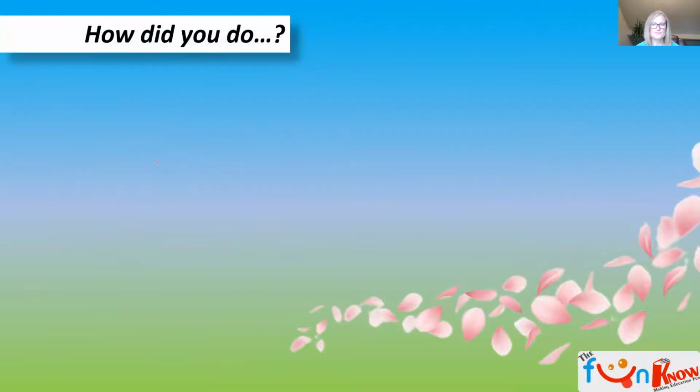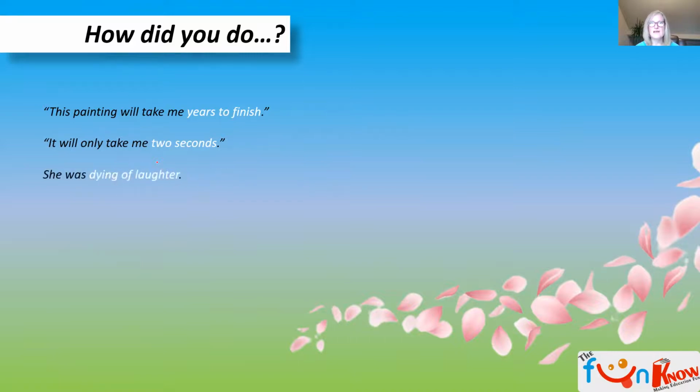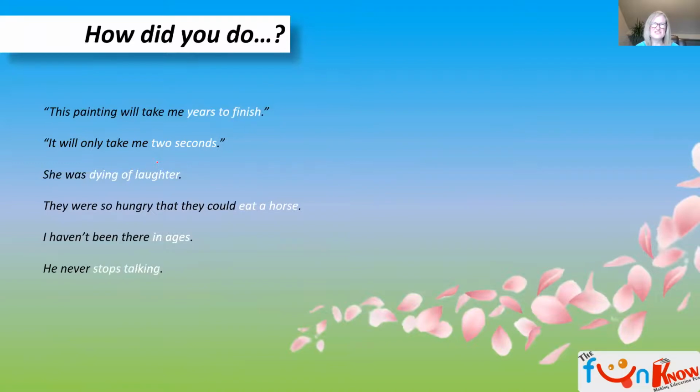How did you do? This painting will take me years to finish, suggesting that it's going to take a long time. Number 2, it will only take me 2 seconds. It means it will only take a brief moment. She was dying of laughter. She was laughing so much, it felt like she was going to maybe fall apart. They were so hungry that they could eat a horse. Means they're so hungry they could eat something as big as a horse. I haven't been there in ages suggests that you haven't been there in a long time. And he never stops talking. Of course he stops talking, he goes to sleep.